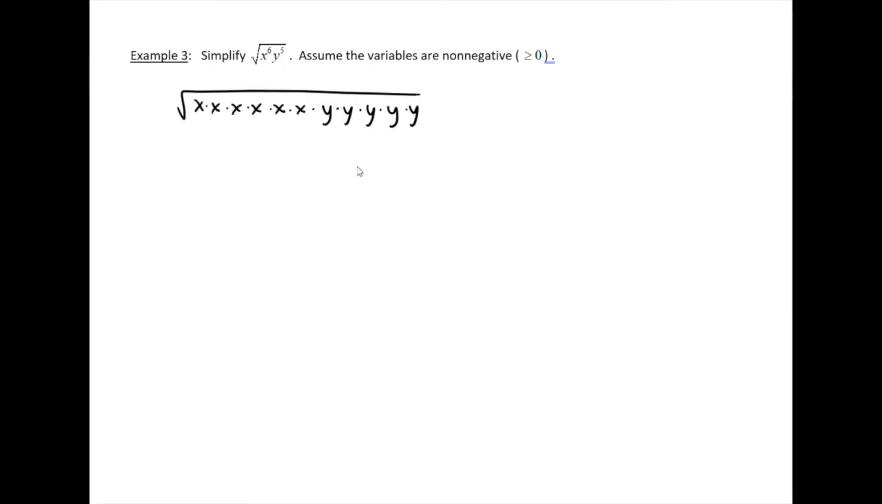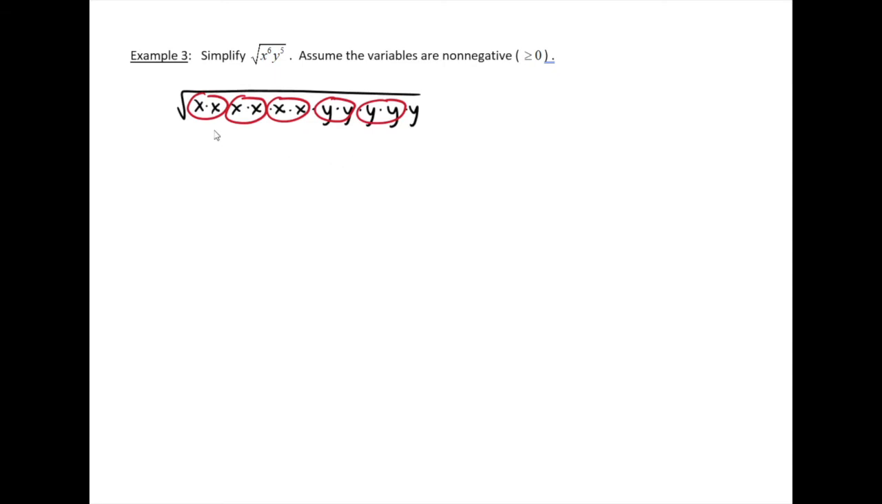We won't need a factor tree to write these variables as a product. x to the 6th power is just a product of x 6 times, and y to the 5th power is a product of y 5 times. Now let's identify the pairs of common factors. You can see that we get 3 pairs of the factor x and 2 pairs of the factor y, and there's 1 factor of y left over.